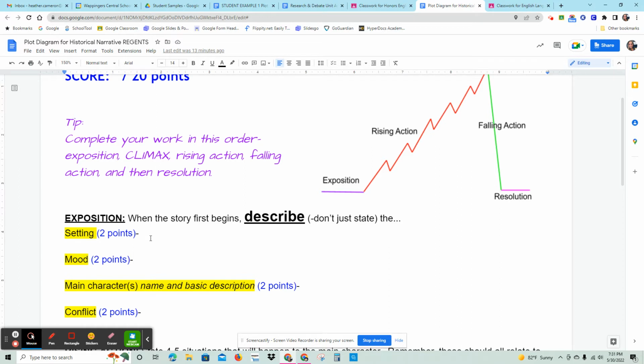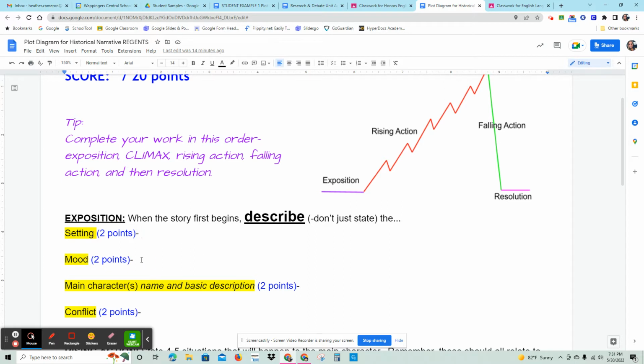So give us some details about not only what year is it, but maybe how will the reader know what year it is? And give us some details about where is the location where the story is going to begin. Maybe describe what it looks like.